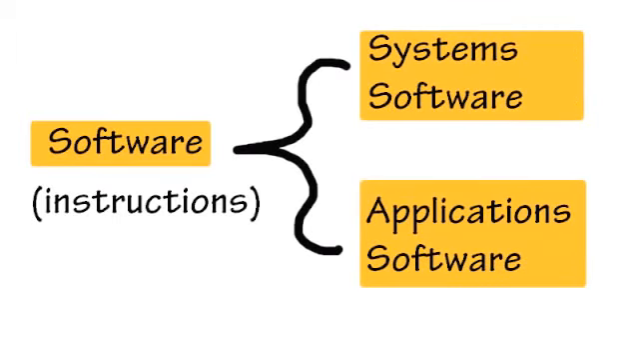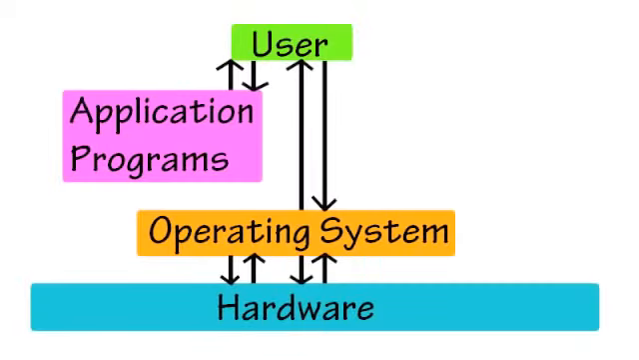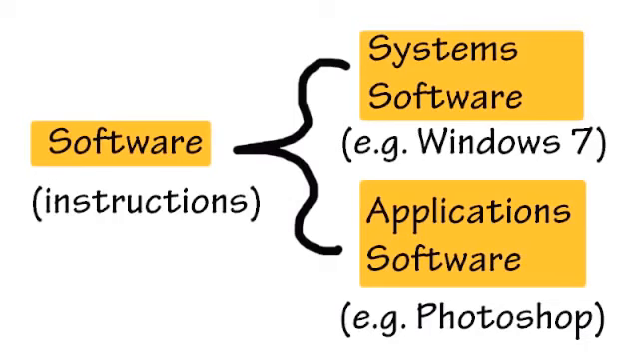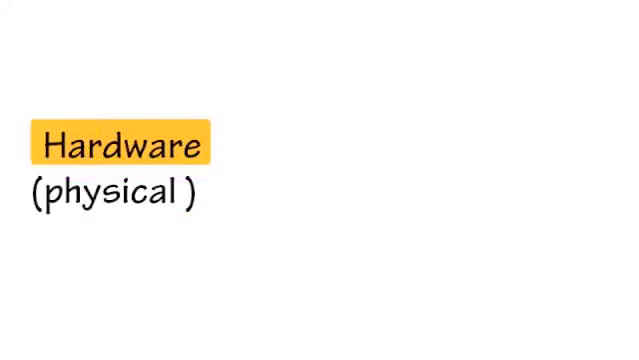There is the main program, called the system software, also known as the operating system, which controls and interacts with the hardware and software components. Application software are programs like Photoshop, Internet Explorer, and World of Warcraft.